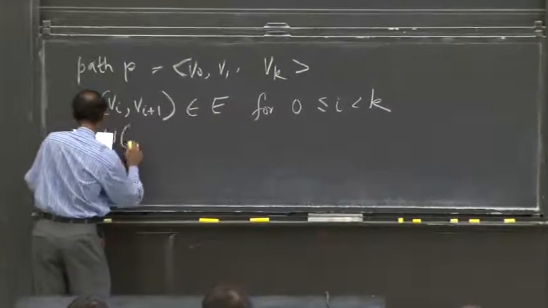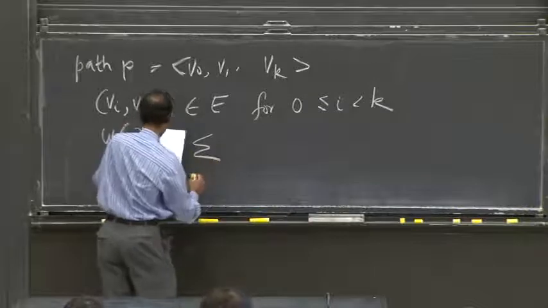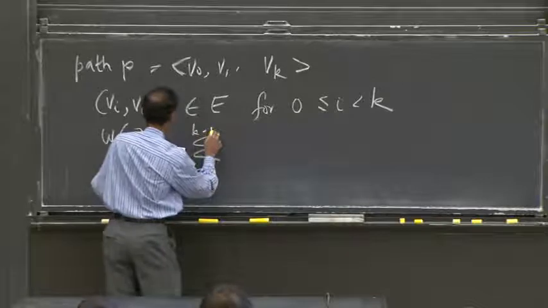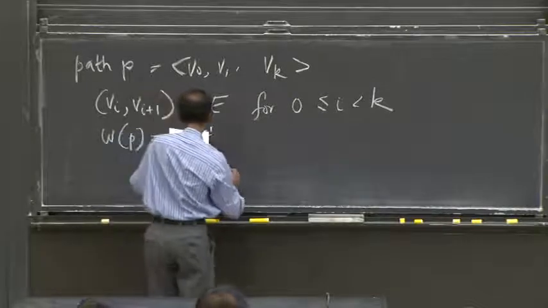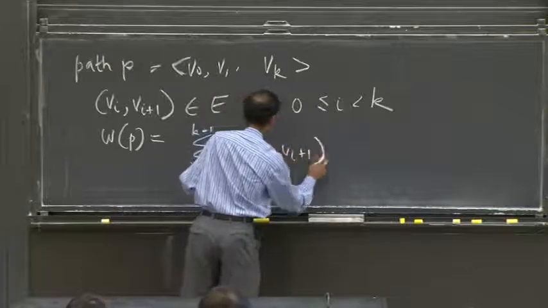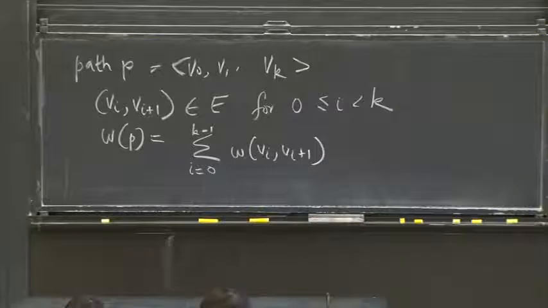And W of P, which is the weight of the path. We know about the weight of edges. Those are easy. They're given by the W function. The weight of the path is simply the summation of the weights of the edges. All right? So fairly obvious definitions, but obviously we have to get these right in order to actually solve the problem correctly.